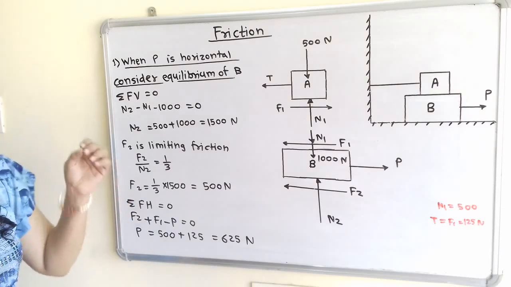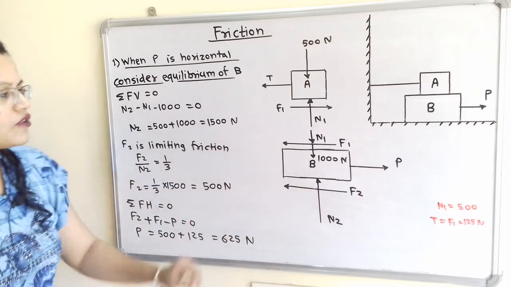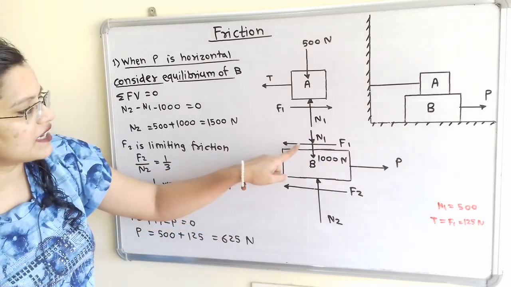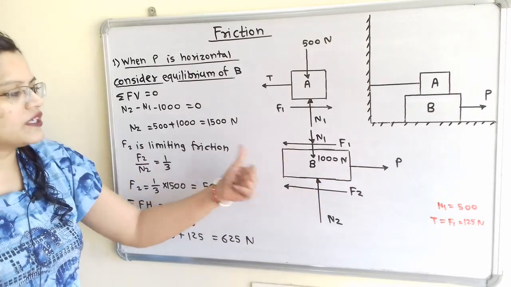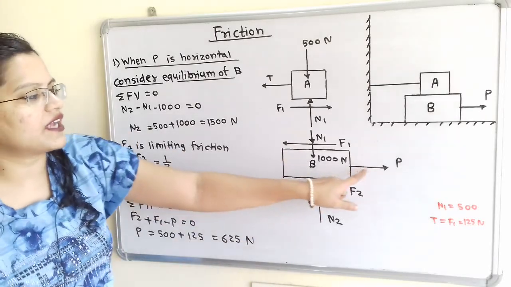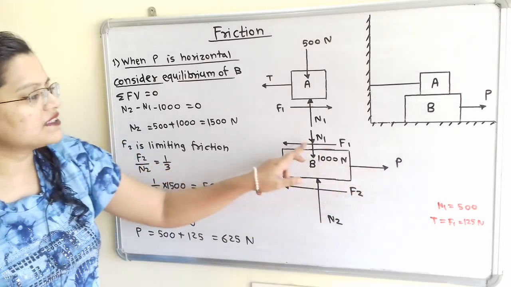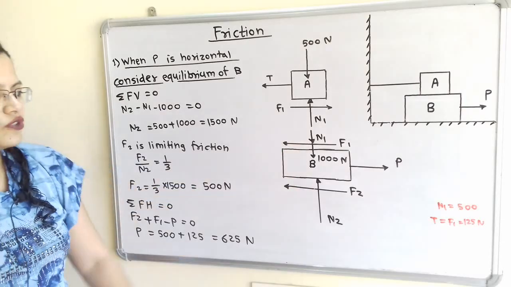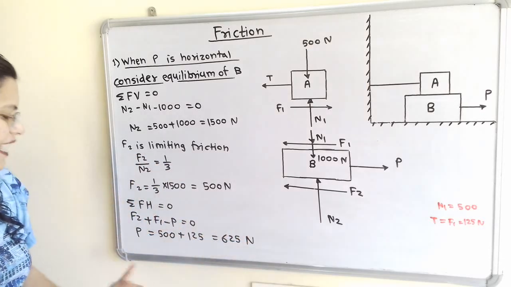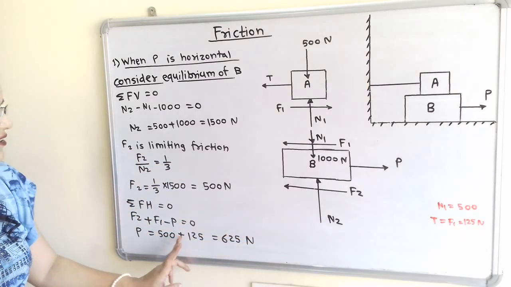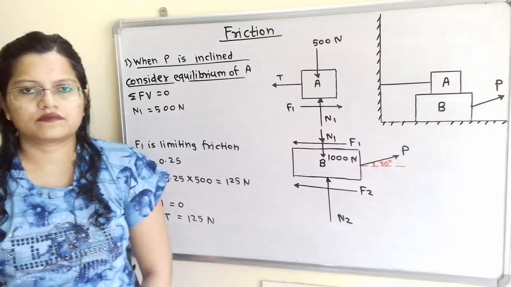Now we will take summation of all horizontal forces is equal to 0. Horizontal forces from the diagram we can say are F1, F2 and P, where F1 and F2 are towards the left hand side direction and P is towards the right hand side direction. So we can say that P is equal to F1 plus F2. This F1 is calculated from block A and F2 is also calculated. So P is equal to 500 plus 125, which is equal to 625 Newton.